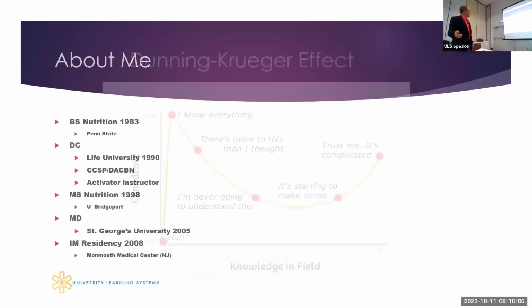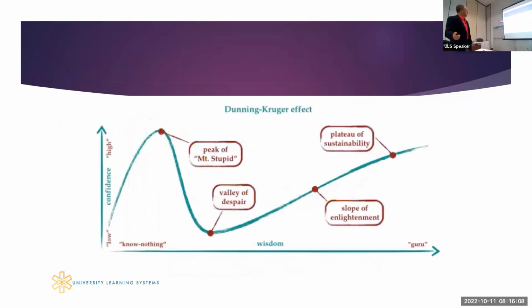Oh, this is the Dunning-Kruger effect. And this is not a nice way to put it, but when you think you know everything, that's when you're in trouble. And that's usually at the beginning. Okay, but then as you go through this, you kind of get the hang of everything.